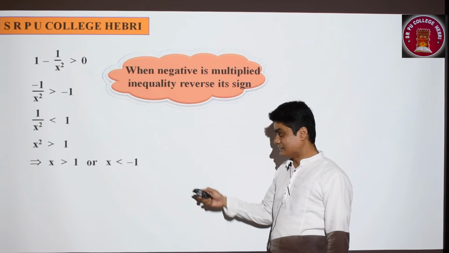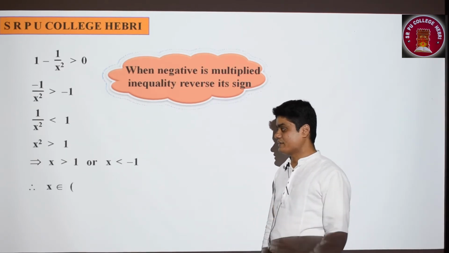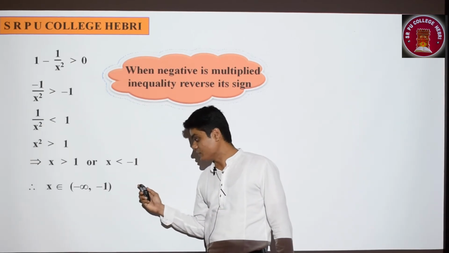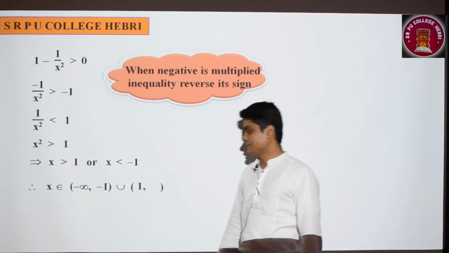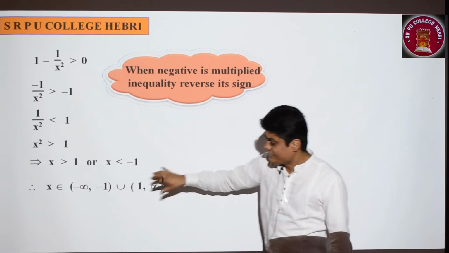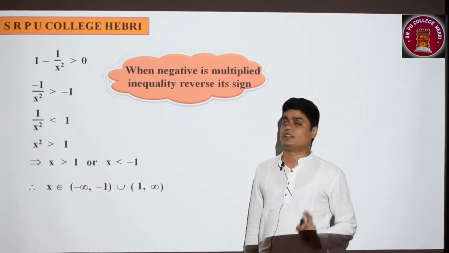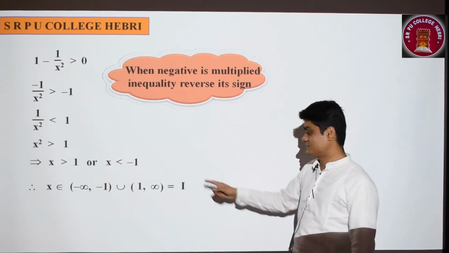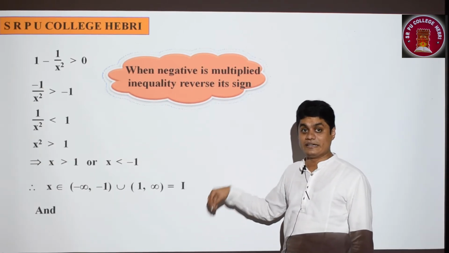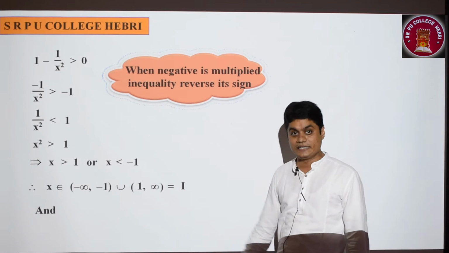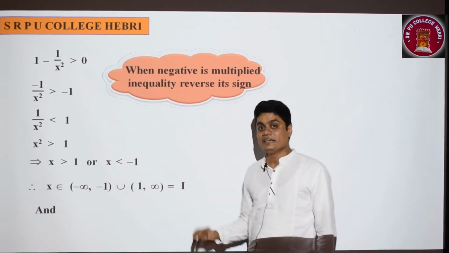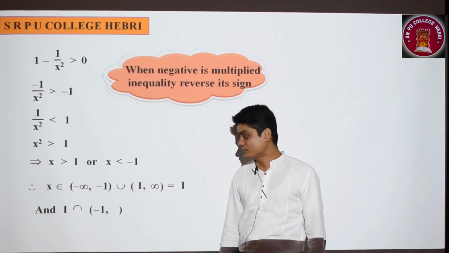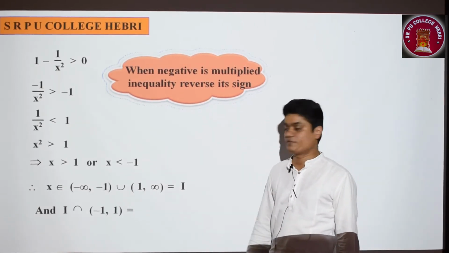Observe this carefully. You can write this as minus infinity to minus 1, union 1 to infinity. Now observe carefully: does this contain minus 1 to 1? Definitely not. This is our I, the interval where the function is strictly increasing. Now is this I disjoint from minus 1 to 1? Yes, definitely it is disjoint from minus 1 to 1.